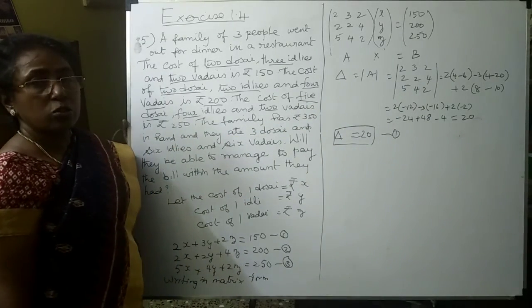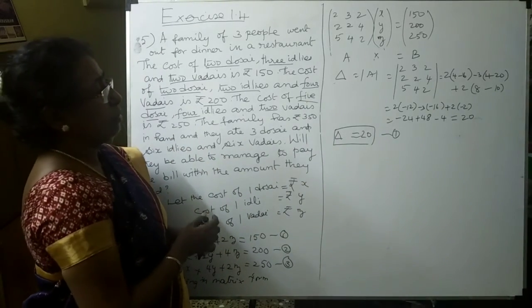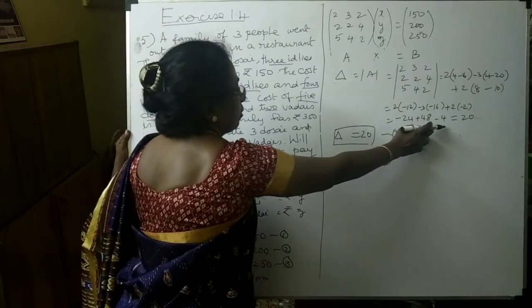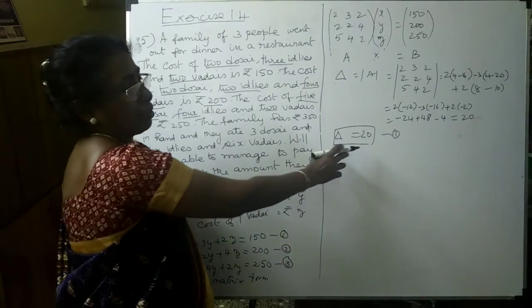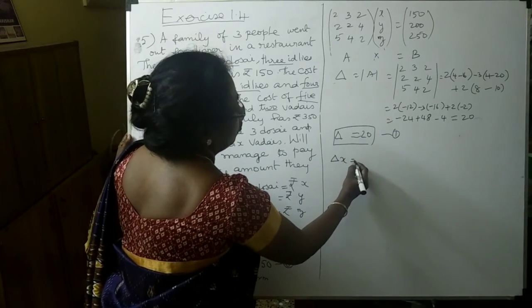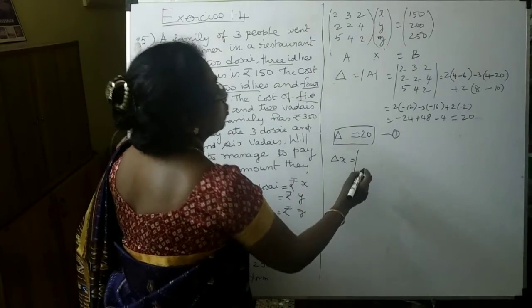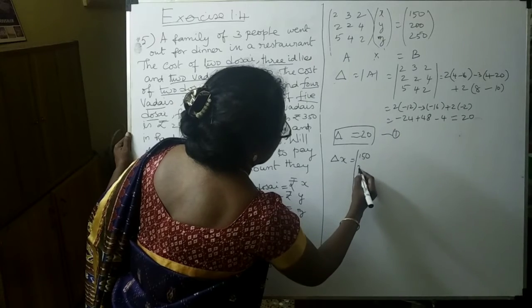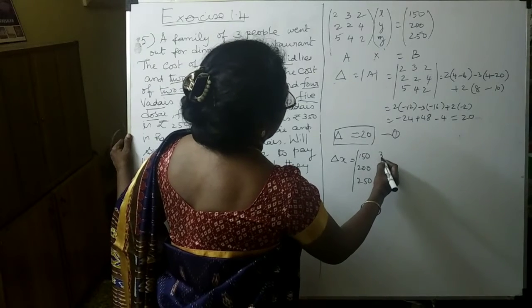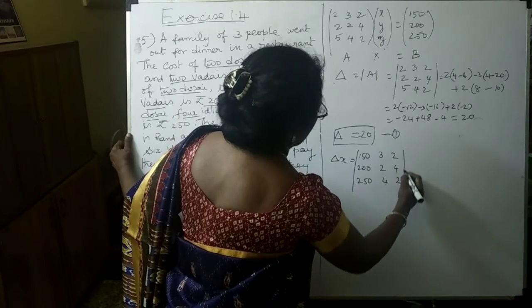So to solve this equation using Cramer's rule, we need to find out the value of delta. Delta is equal to determinant A. Find the determinant value of this matrix, and you get the answer to be equal to 20. So delta is equal to 20. Next is to find delta x. To find delta x, replace the x column by 150, 200 and 250. So the first column is 150, 200 and 250, and the second column is 3, 2, 4 and the third is 2, 4, 2. Now you expand this determinant.